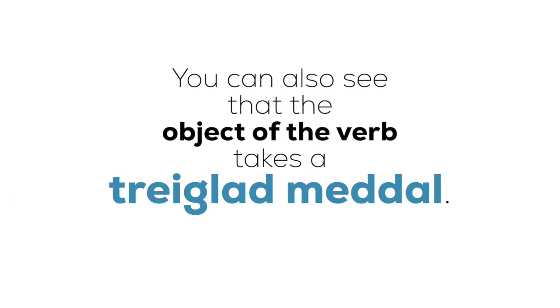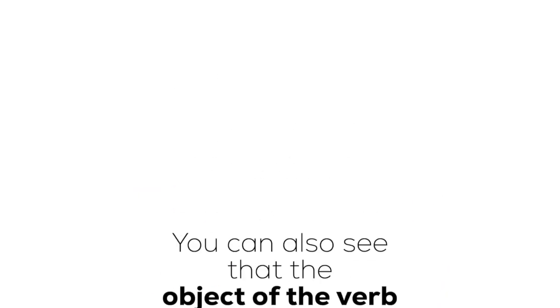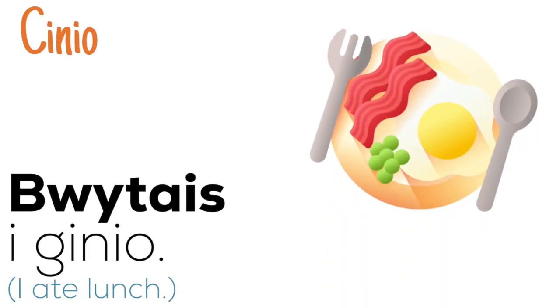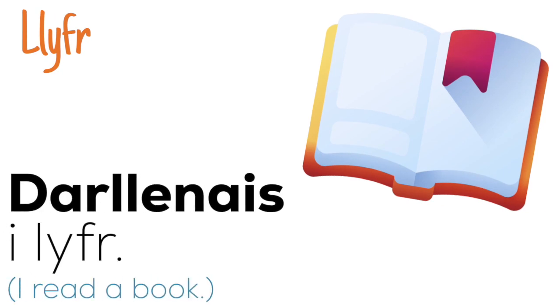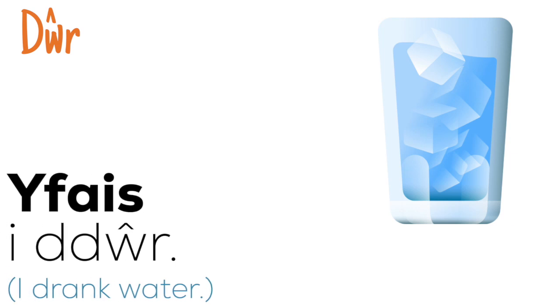You can also see that the object of the verb, what or who is affected by the action of the verb, takes a treiglad meddal, soft mutation. Cinio. Bwytais i ginio. Llyfr. Darllenais i lyfr. Dŵr. Yfais i ddŵr.